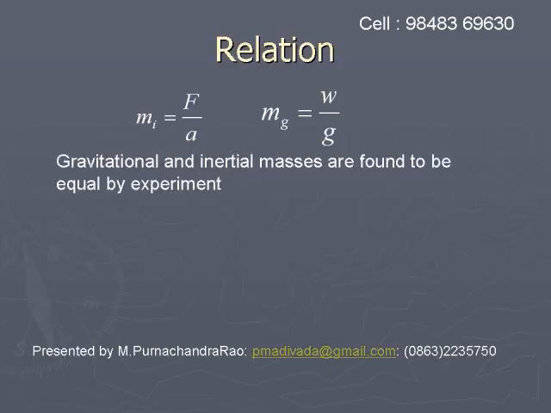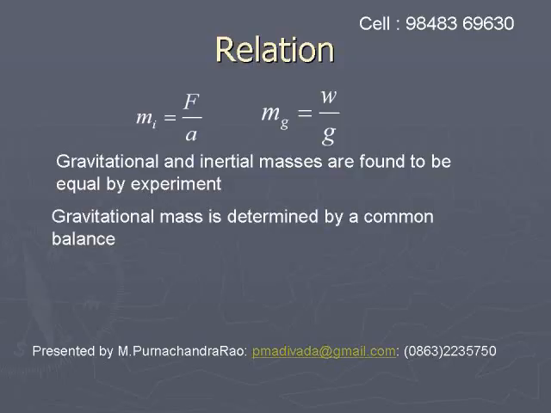A relation between inertial mass and gravitational mass. The formula for inertial mass is mi equals F by a, where F is the force applied and a is the acceleration produced. Gravitational mass mg equals W by g, where W is weight and g is acceleration due to gravity. By experiment, it is noticed that gravitational mass and inertial mass are equal.